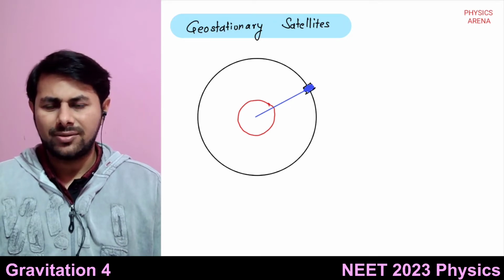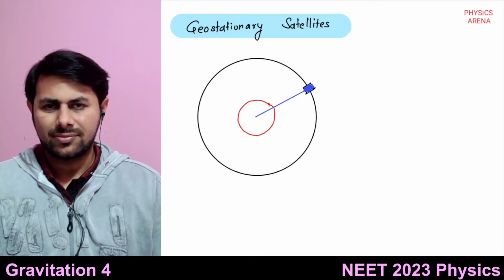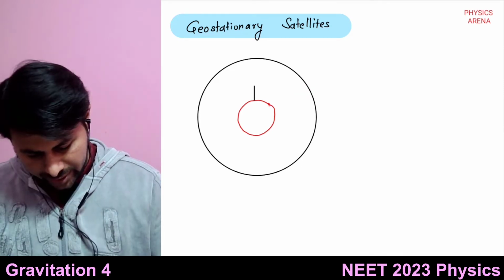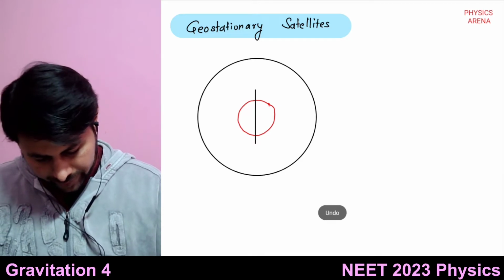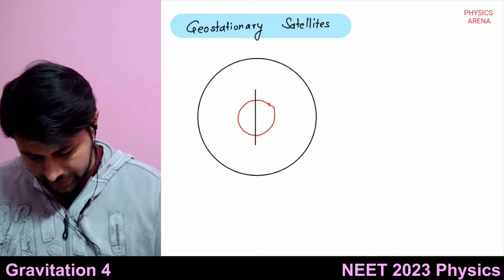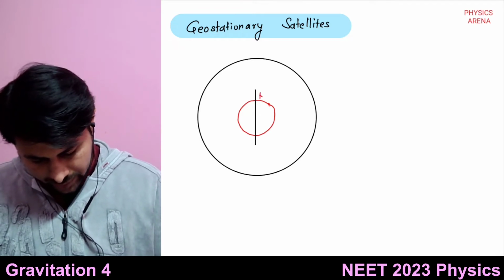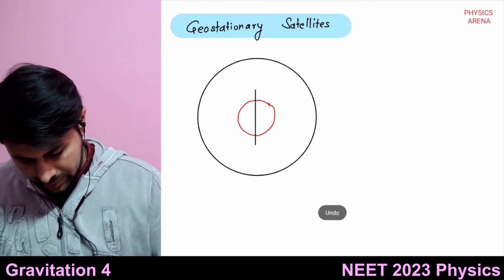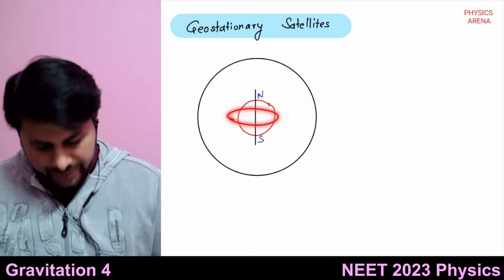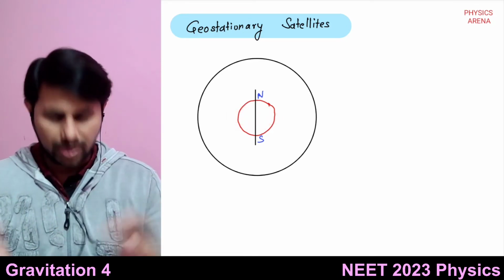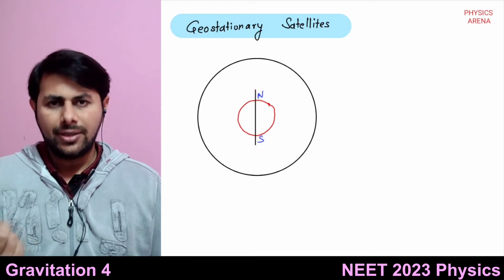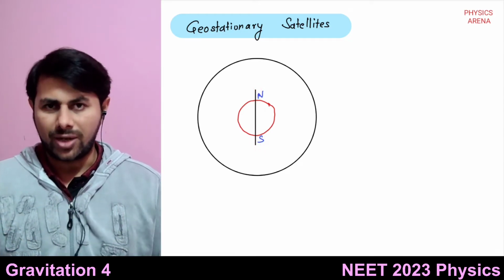Must be 24 hours, right? It must be 24 hours. So see, suppose this is the North Pole and South Pole. Earth rotates about the axis passing through the North and South Pole, okay? And it completes one rotation in 24 hours.